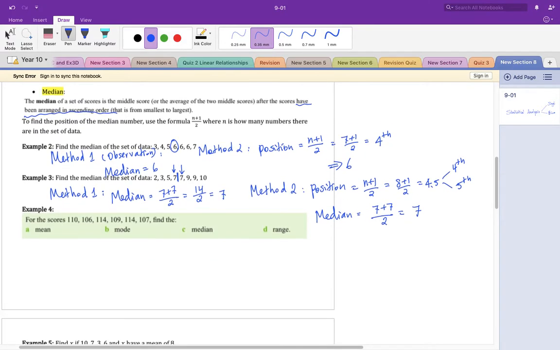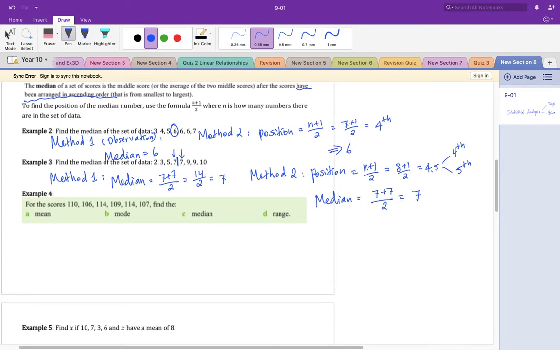Okay, example 4. This is where you have to use this set of scores to find all these things. Remember, what's the first step to do? You see this set. It goes 111, 106, 114, 109, 114, 107. They're not in order yet. So you need to first put them into ascending order. So you have 106, I see, is the smallest number, and then 107.